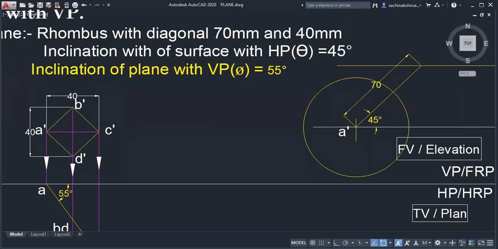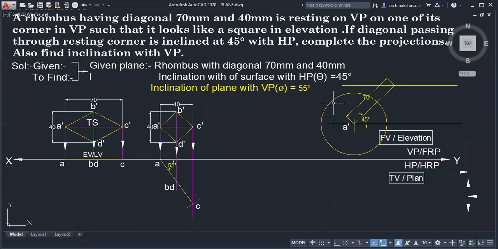Just check. Otherwise, we have to increase the inclination just a bit. Instead of 40, we have to take it as 35. Instead of 40, let us take it as 35. Actually, it is not matching, so we will take it as 35.